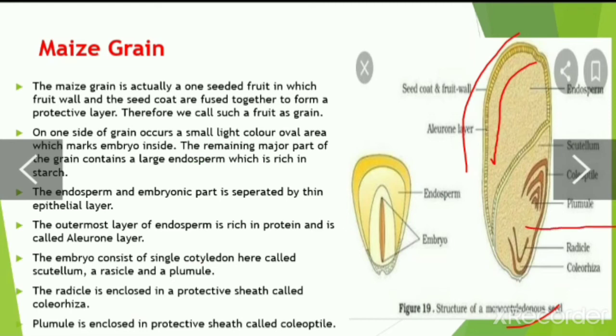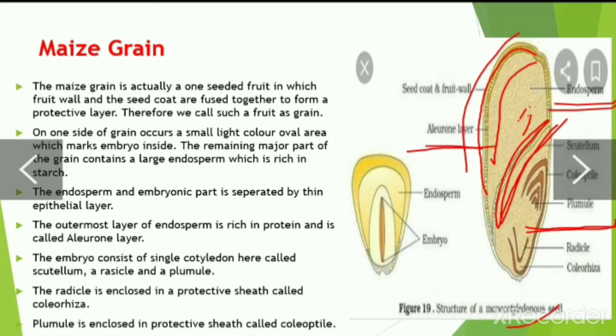The remaining major part of the grain contains a large endosperm which is rich in starch. The embryonic region and this endosperm region are separated by a thin layer which is known as the epithelial layer. The outermost layer of the endosperm is known as the aleurone layer, which is rich in protein. Okay, endosperm is rich in starch and aleurone layer is rich in protein.